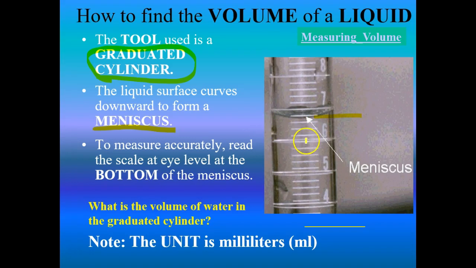So if we were to read this volume, it looks like 6, and then counting the lines, 2, 4, 6, so it's going to be 6.8 milliliters. And we are going to use the unit milliliters. We read from the bottom of the meniscus. It's a curve.